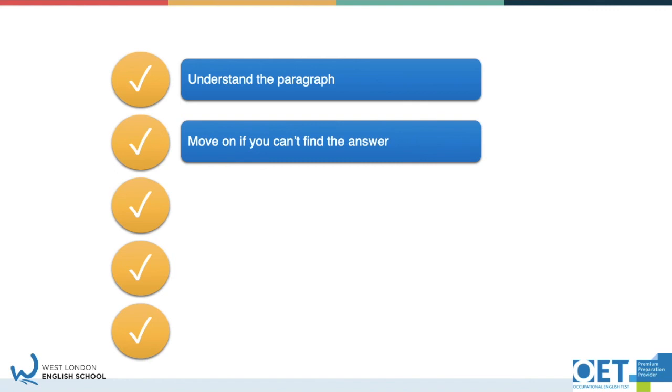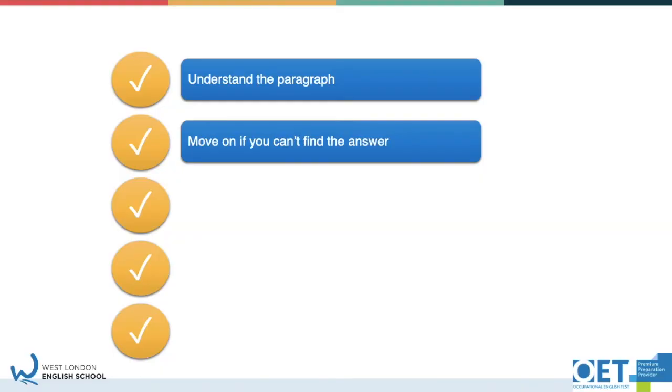Yeah, this is something really important. You do have time in the exam. I mean, try and spend about 2 minutes on each question because there's a lot to get through. But if you can't find the answer, just move on. You can always come back to it at the end, and you don't want to spend 5 minutes, or even 3 minutes, 4 minutes, 5 minutes trying to find the answer if you just don't know.